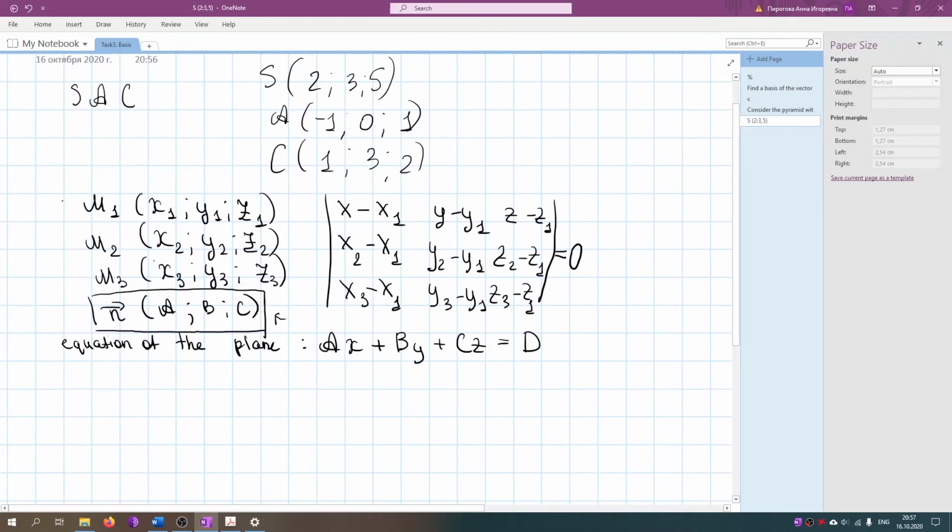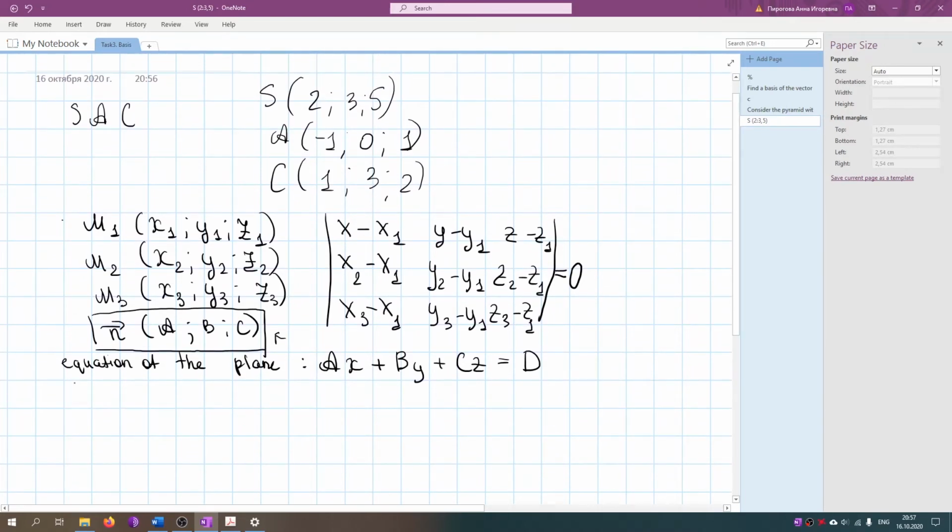So, yes, here again we have 3 points, 3 coordinates, and we just put the coordinates into the matrix. X minus x1, x1 will be 2, so here we get x minus 2, here we get y minus 3, because the second coordinate is 3, then z minus 5, because this coordinate is 5.